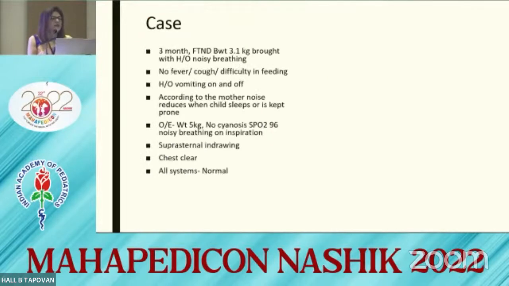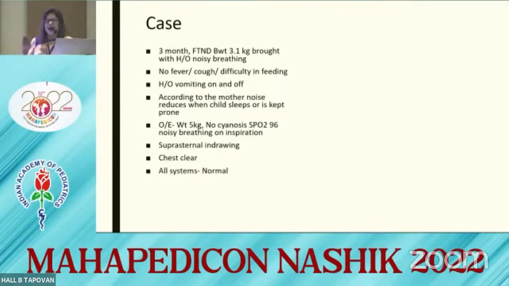Okay, now let me take you through another case. A 3-month-old, full term, 3.1 kg at birth, noisy breathing. Okay, no fever, cough, difficulty in feeding. So many of these times parents will come and say, my child has got cough, he's got noisy breathing. It's a very common complaint. We really need to tease out. We need to see whether it's just a nose block, adenoids, tonsils causing a stutter. So nasopharynx will cause a stutter. How do you differentiate? Adenoids, tonsils will have a hyponasal speech.